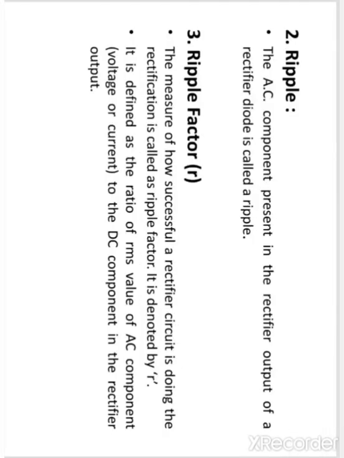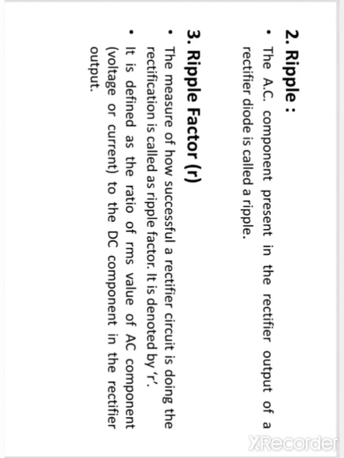Now, the second one is ripple. Ripple means simply the error which is present in the output of the rectifier. In the output of the rectifier, you want a pure DC, but you are getting some amount of AC components. These AC components are simply your ripple.